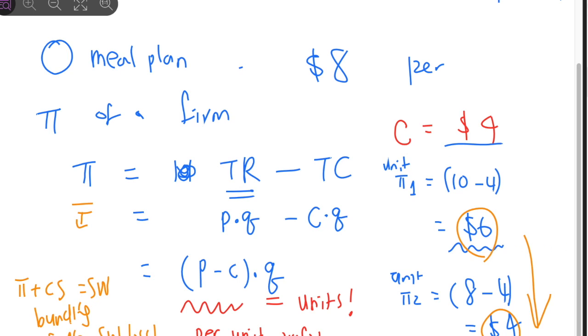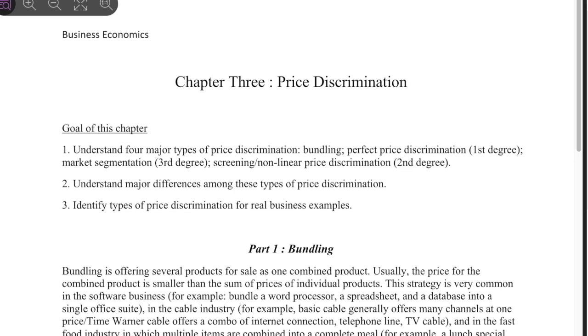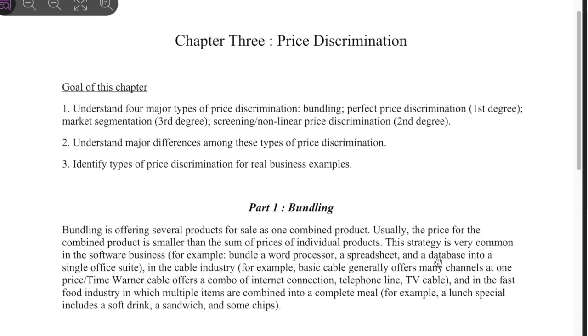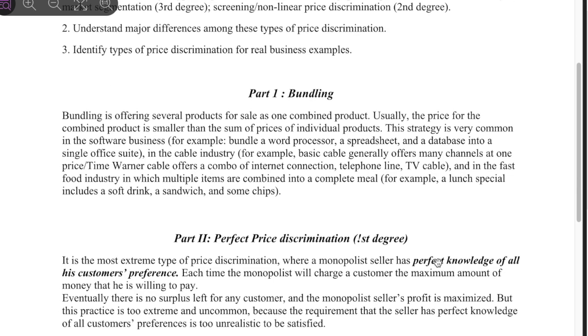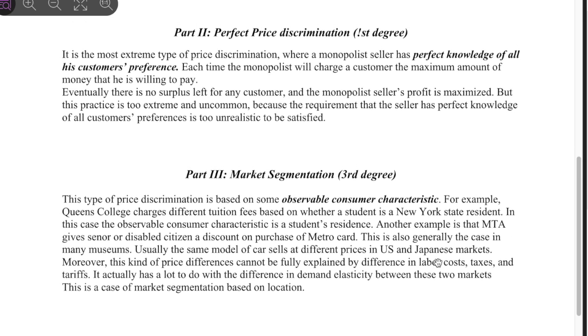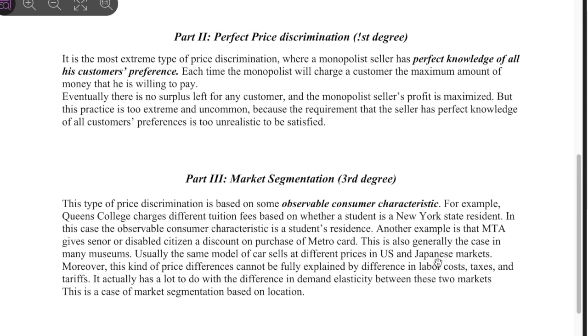Okay, so let's go back to our concept. Let's look at the price discrimination from first degree to second degree. We're gonna do first, third, and second. There are reasons, and let's see why.